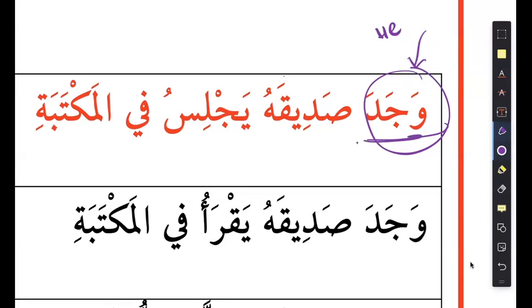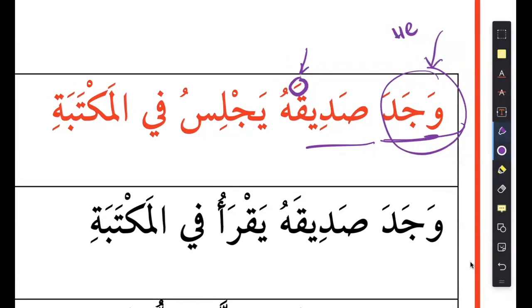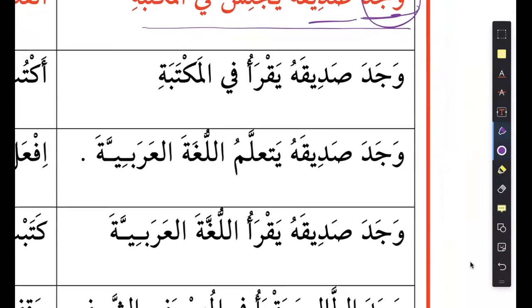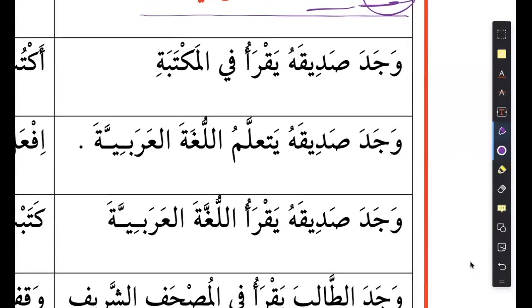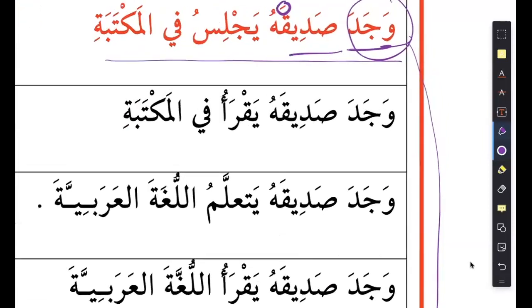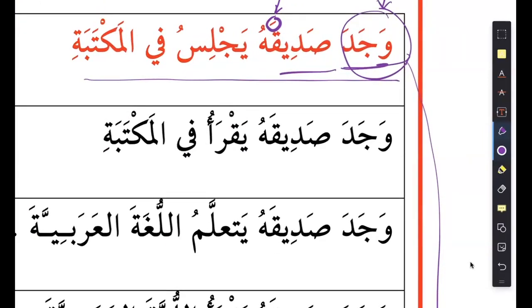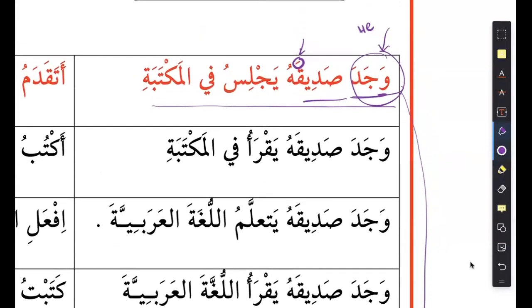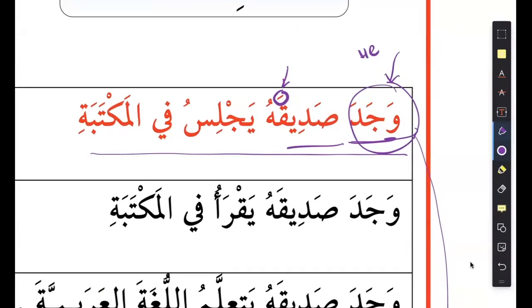So he found, what did he find? He found sadiqahu. So this is now maf'ul bihi, which is the object. He found his friend yajlisu fil maktaba. We had a similar sentence in the text. So from what I see here, they want you to get comfortable with this kind of sentence structure. And actually, this sentence structure has a name. I'll mention it. So he found his friend sitting in the library.